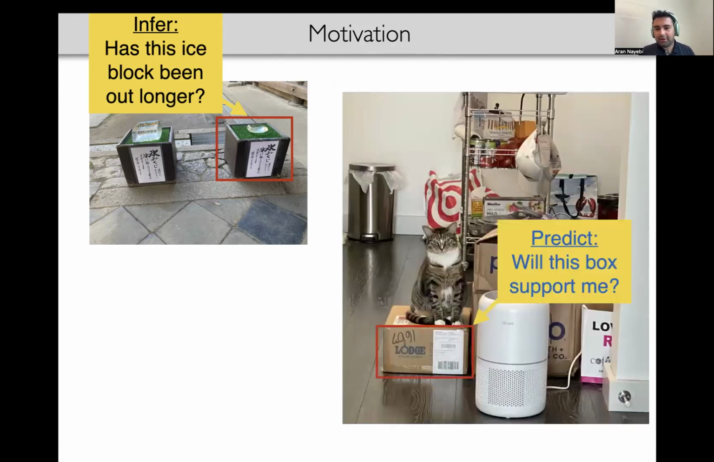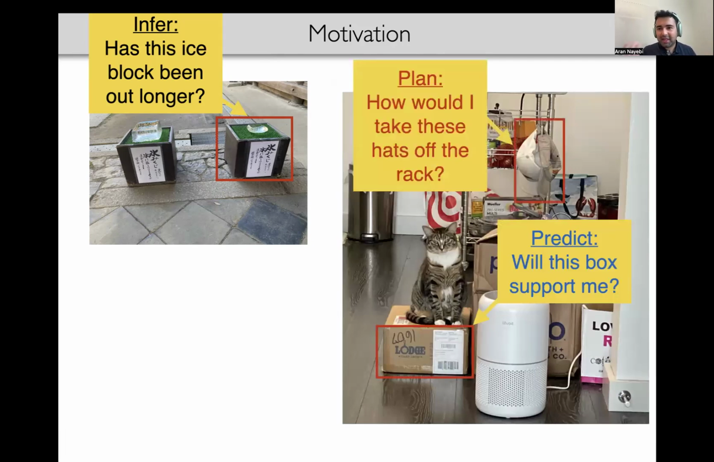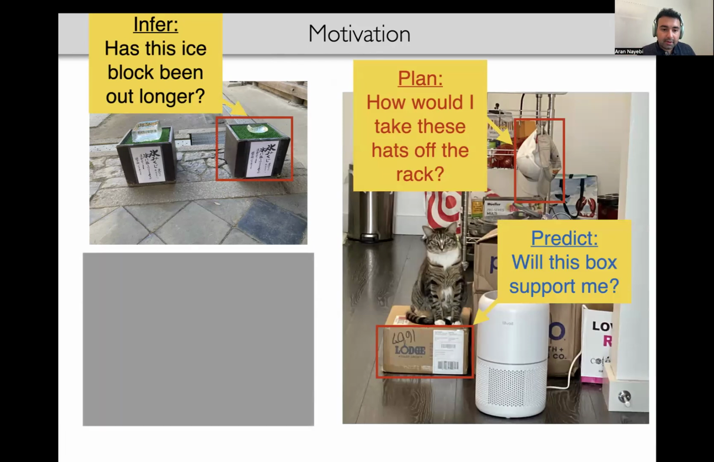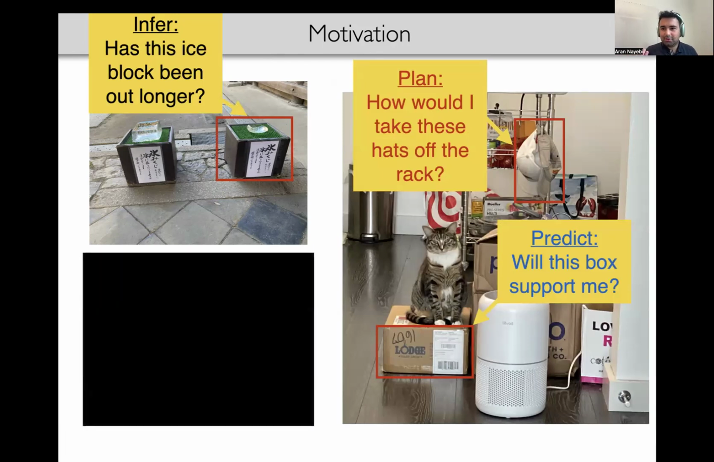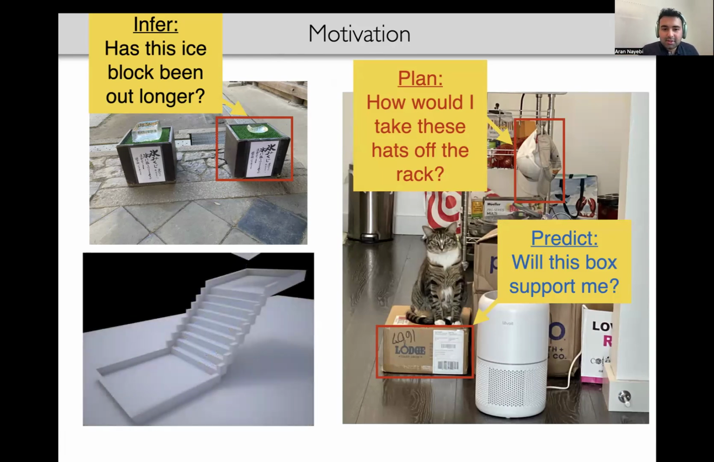My cat will predict whether this box will support her or not before she gets on. And I can also plan intervening actions just by looking at these hats, of how I would take them off the rack. And this isn't something that's restricted to static scenes, but also dynamic ones as well. So for example, if I show you this fluid that's coming into contact with this unknown substance, you can actually infer that it was a staircase that was there, even though you weren't shown it visually.